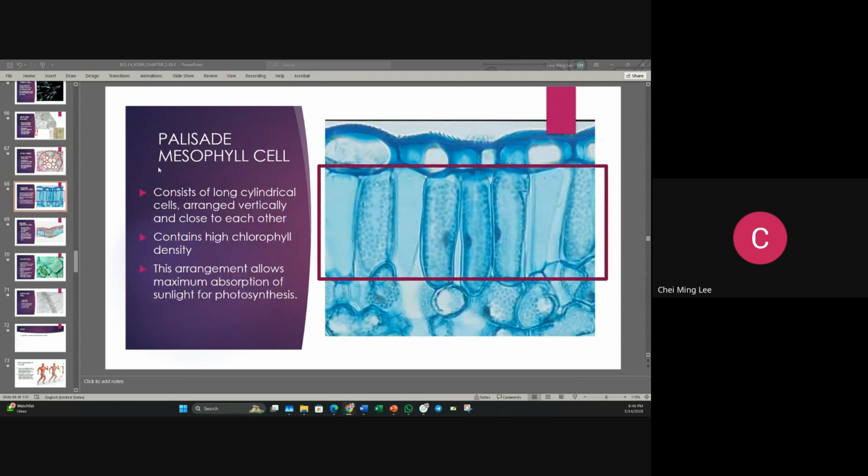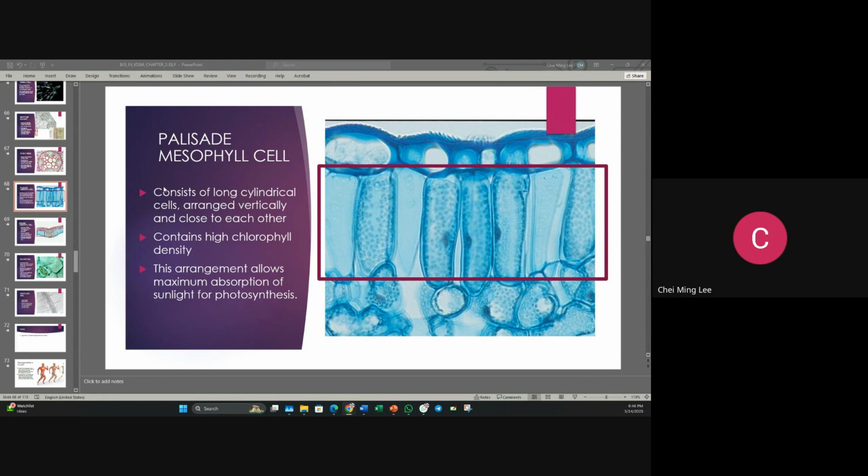All right, so let's continue. So palisade mesophyll cell. A palisade mesophyll cell is actually a layer of cell which has a long cylindrical shape with a lot of chlorophyll.